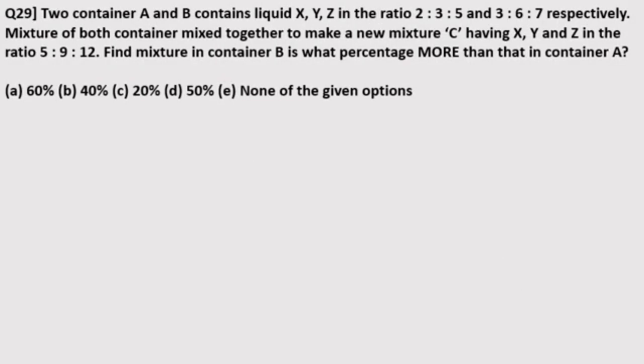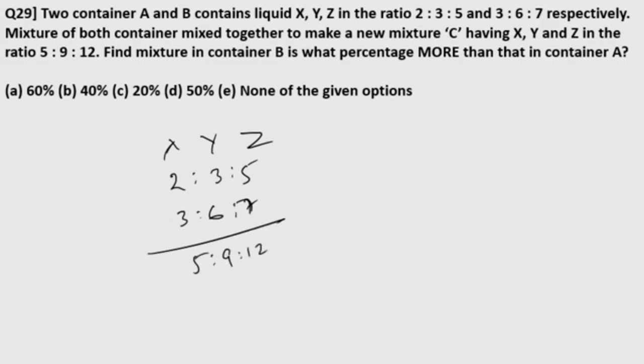Now question number 29, that says two containers A and B. Containers A and B contain liquids X, Y and Z, and A contains X, Y, Z in the ratio 2, 3 and 5. B contains X, Y, Z in the ratio 3, 6 and 7. And finally they are mixed and the ratio becomes 5:9:12. Okay, so the mixture in container B is what percent more than the mixture in container A. Okay, so before that, first let us find in what ratio A and B are mixed to form C.